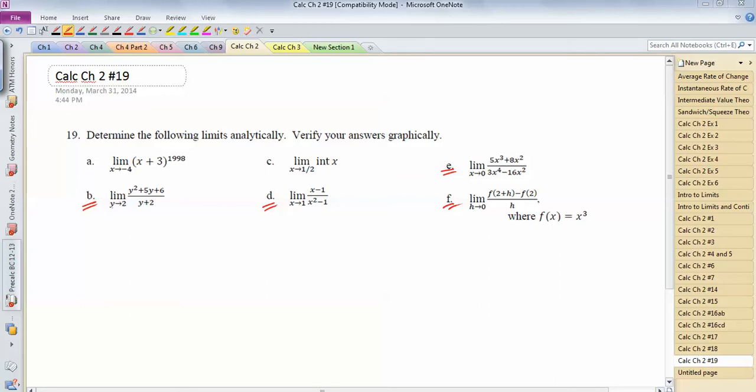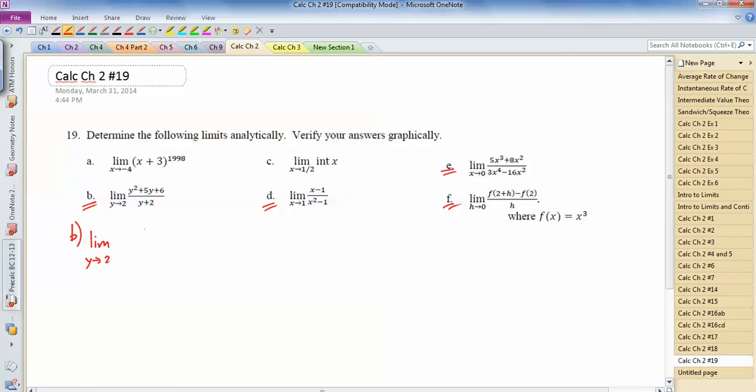Not at 2, but around 2. And it turns out this function is continuous around 2. The only place where this function that we're taking the limit of is not continuous is when y is negative 2. But around 2, everything's nice and connected. So in that case, I can actually solve part B. Let me rewrite it here.